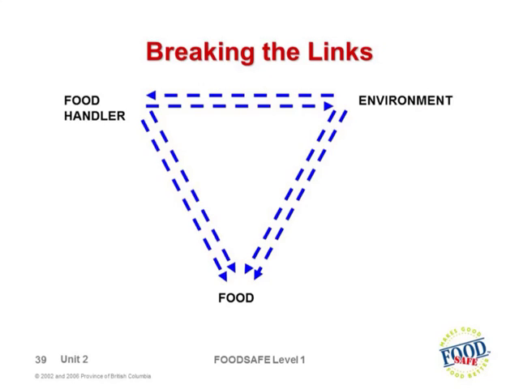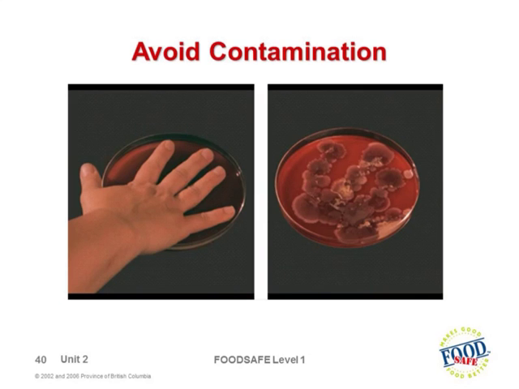So the biggest thing that we need to do for Food Safe is we need to break the links between the 3 different areas where food contamination happens. We need to make sure that our environment is clean, that ourselves are clean, and that we're not contaminating the food, which could lead to someone becoming very sick. So you need to avoid contamination. You may think that your hands are clean, but this picture demonstrates how your hands simply are not clean unless you've washed them. We need to make sure that we're not getting people sick.